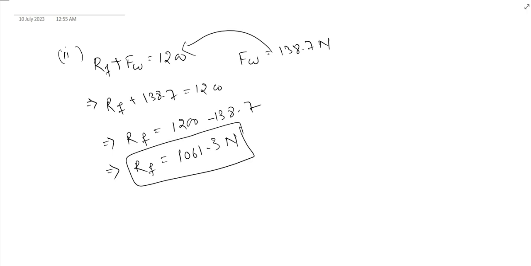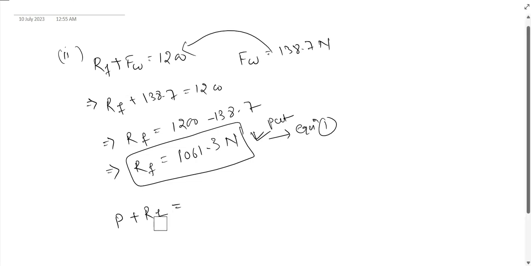So now we have got Rf also. We will take this value of Rf and put it in equation 1. And what was equation 1? Equation 1 is P plus Ff equal to Rw. Okay, let me rewrite equation 1. This is not the Rf. P plus Ff equal to Rw.